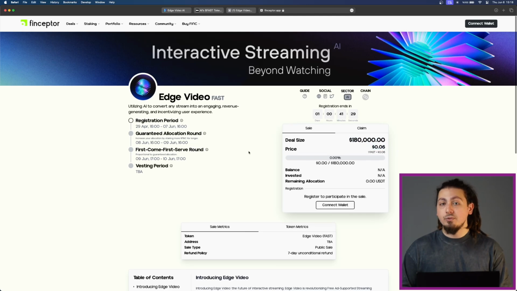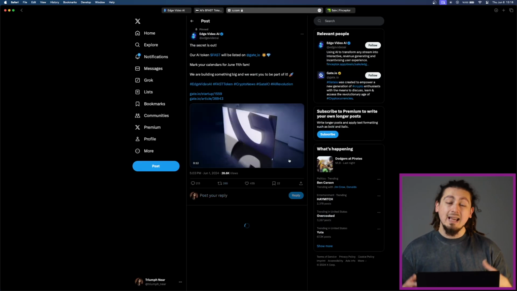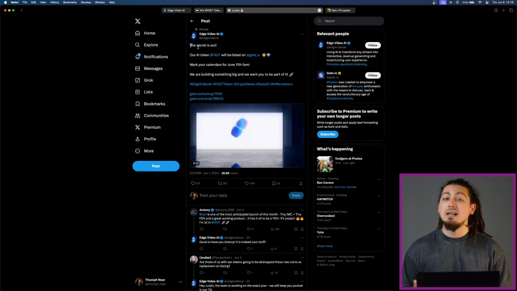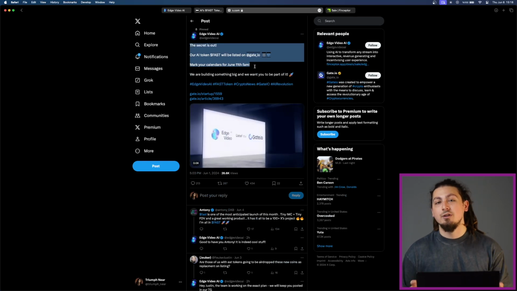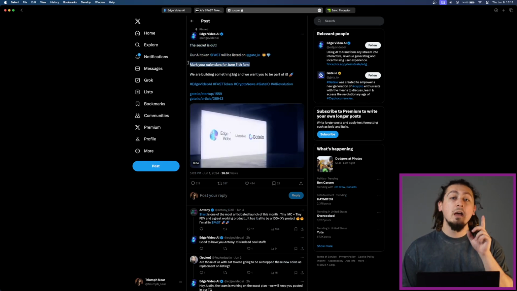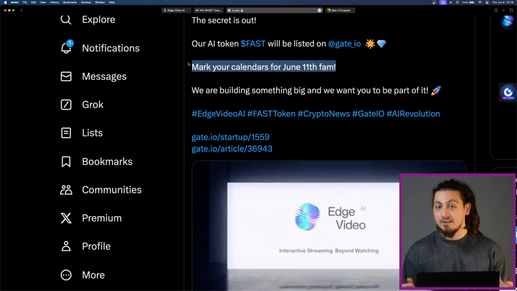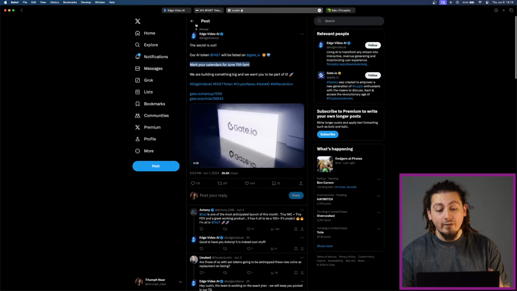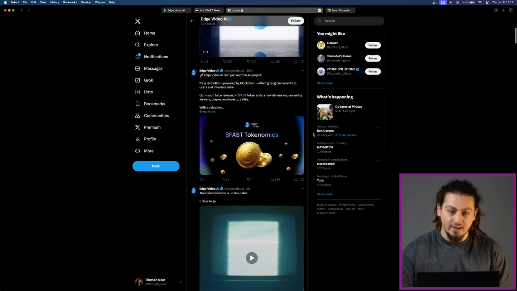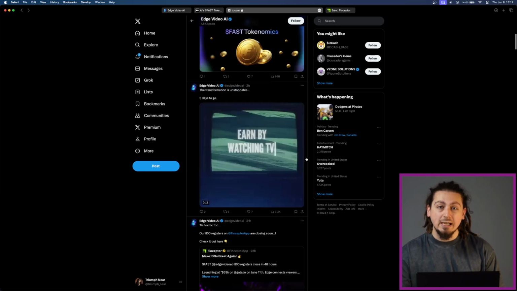As you can see, the deal price is $180,000, and the price is only 0.06, and this price is going to be higher when the token is launched. And what is great, their listing is already confirmed, and one of the major listing platforms confirmed their listing, and this is Gate.io. You can see on their Twitter page that AI token FAST will be listed on Gate.io, and it is really great to see that early on people appreciate its potential.